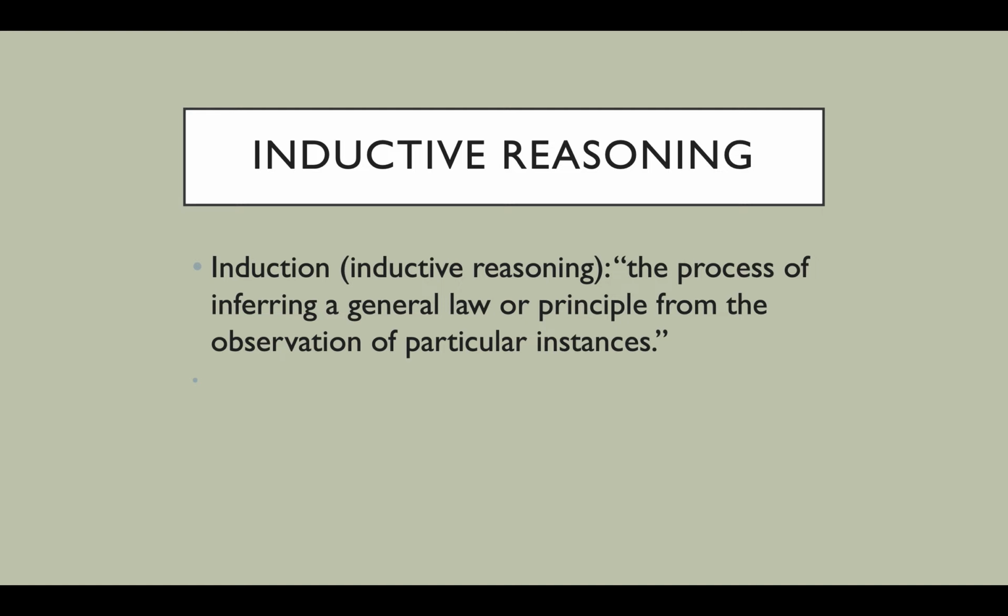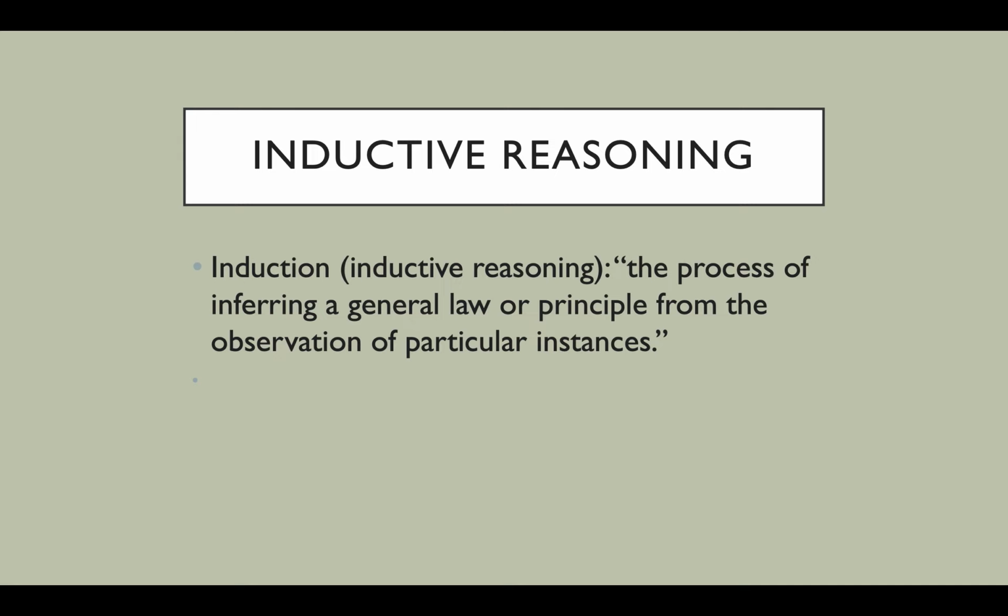We have two types of reasoning. We have what's called inductive reasoning, which is the process of inferring a general law or principle from the observation of particular instances. In other words, you're starting from the bottom. You're looking at the evidence first, you're looking at the facts first, and then having looked at all of the available evidence, drawing conclusions about them, coming up with one overall theory, one overall statement that encapsulates all the various elements that you've looked at and observed.